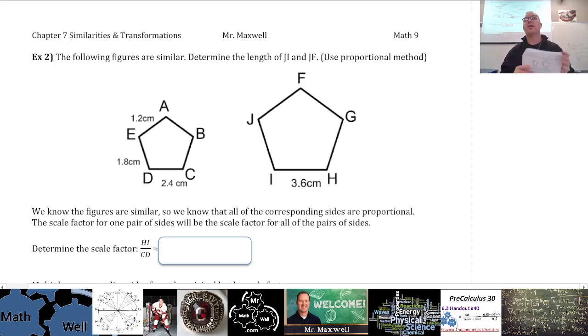All right, you got the energy for one more here? We're going to split this lesson up just into two little parts, I imagine. But let's do one more example. So the following figures are similar. Now they're looking at this from a different perspective now.